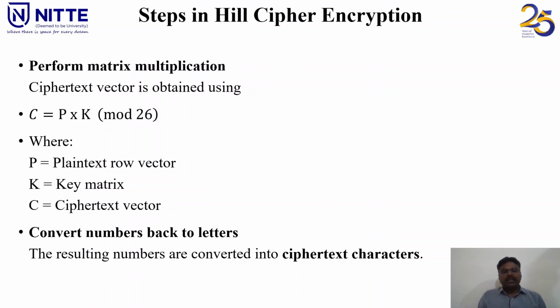Then we go on performing the matrix multiplication. The ciphertext vector is obtained by using the encryption formula C equals P into K mod 26, where P is the plain text row vector, K is the key matrix and C is the ciphertext vector. Because we perform the matrix multiplication using numbers, the results we get are converted back into letters to get the ciphertext characters.